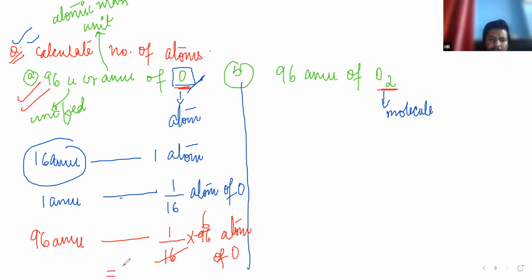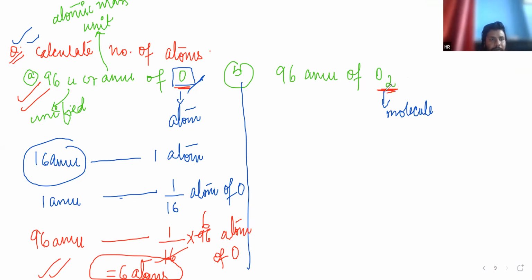6. How many atoms of oxygen are present in 96 mu? 6 atoms or not? Arslan and Azza, got it or not? Azza? Okay.